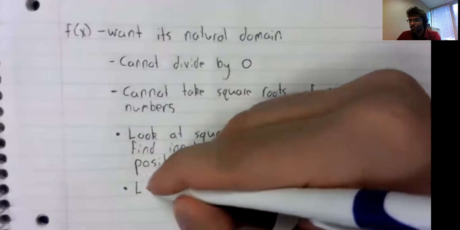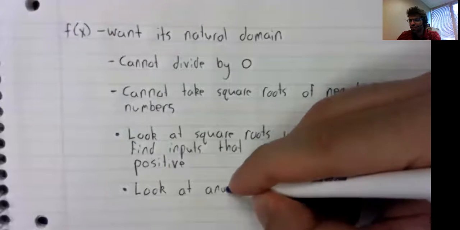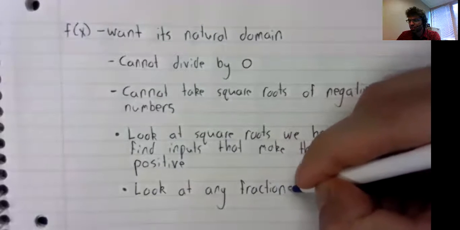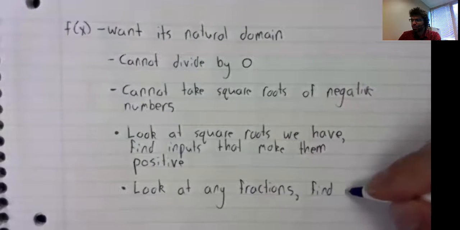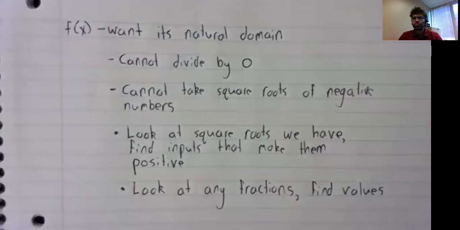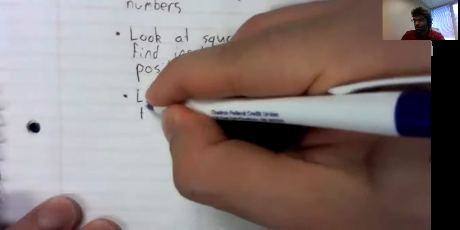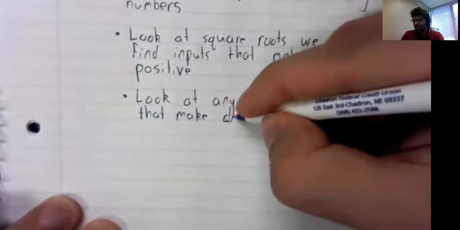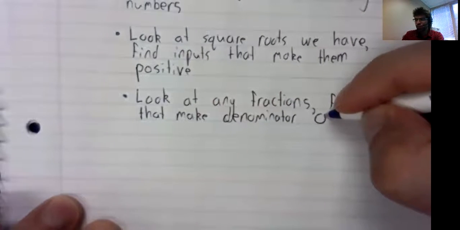Then we look at any fractions and find all the values that make the denominator 0.